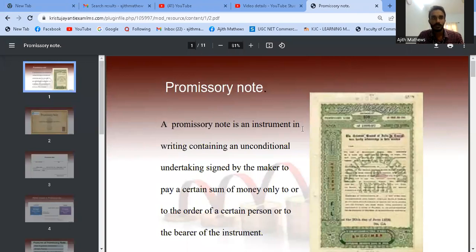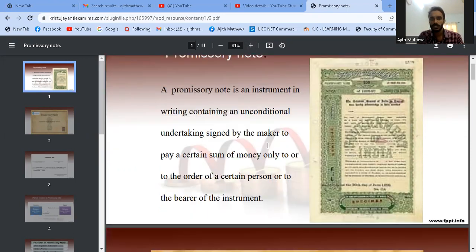Dear students, today we are going to discuss the concept of promissory note as well as the bill of exchange. So these are two negotiable instruments, and we need to understand the basic difference between promissory note as well as bill of exchange. So what exactly is meant by a promissory note?